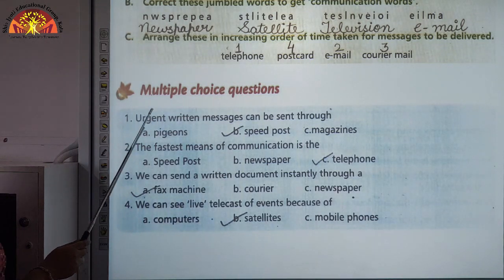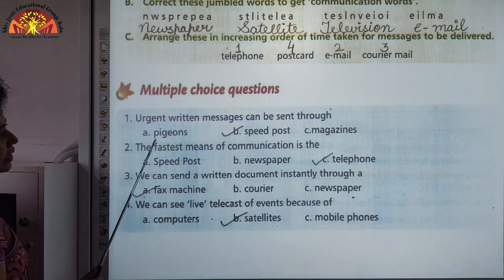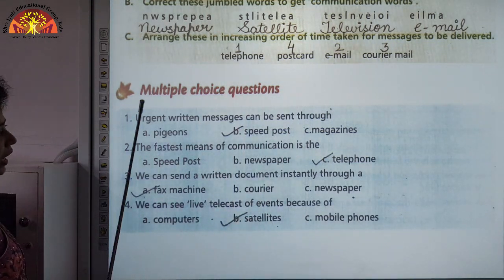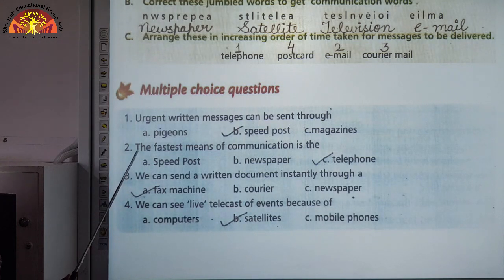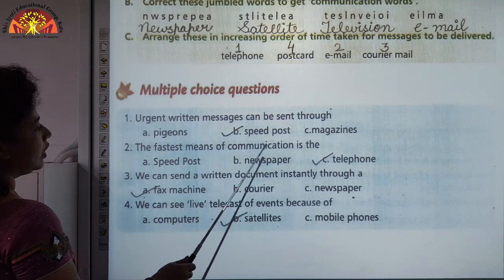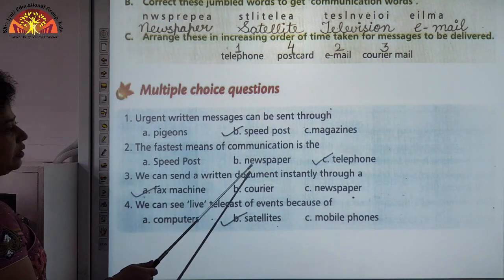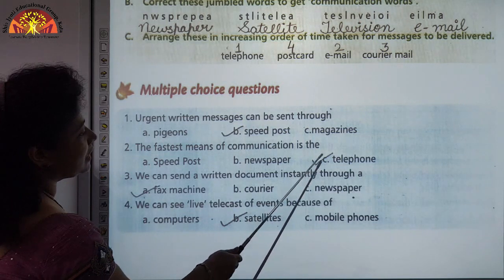Question 1. Urgent written messages can be sent through A. Pigeons, B. Speed post, and C. Magazines. The correct option is B. Speed post. Second question. The fastest means of communication is the A. Speed post, B. Newspaper, C. Telephone, and the correct option is C.